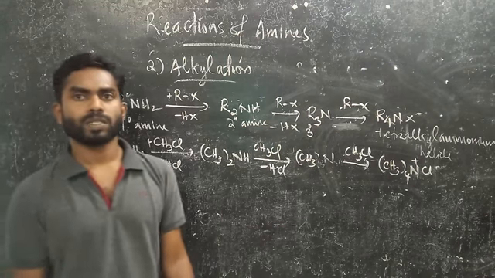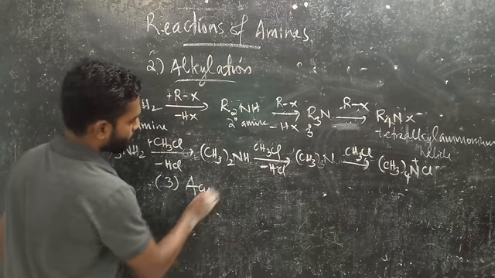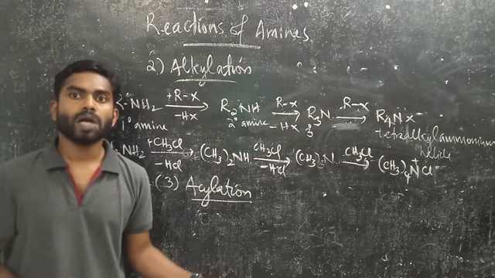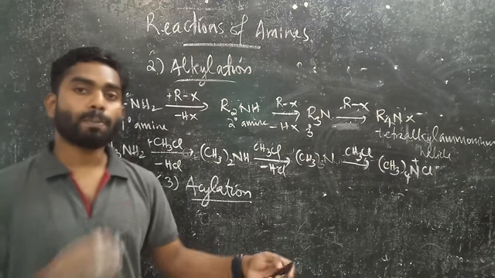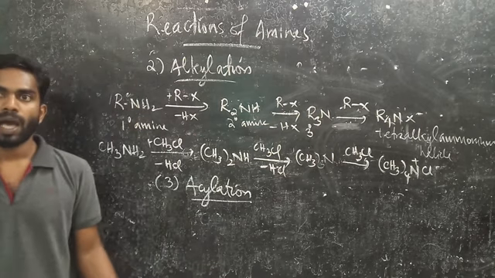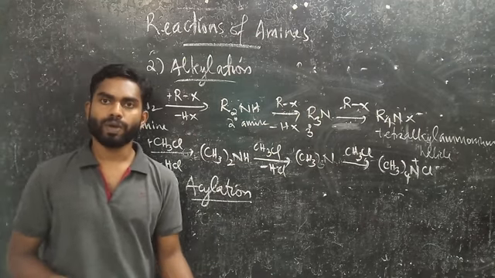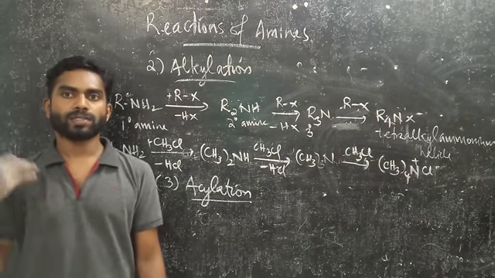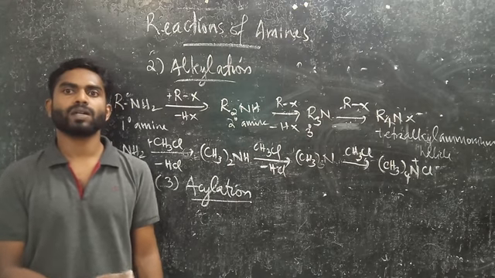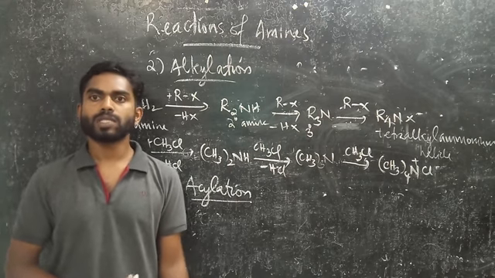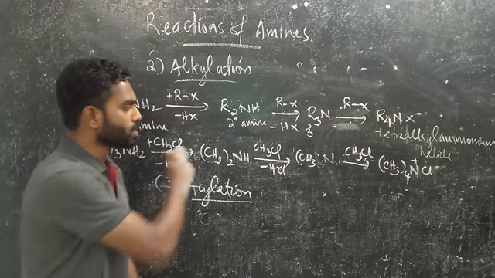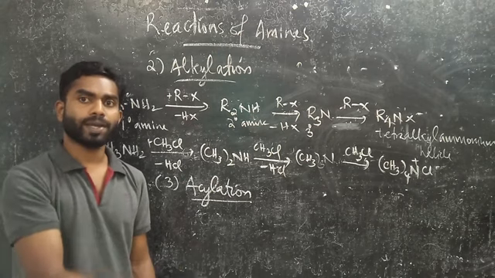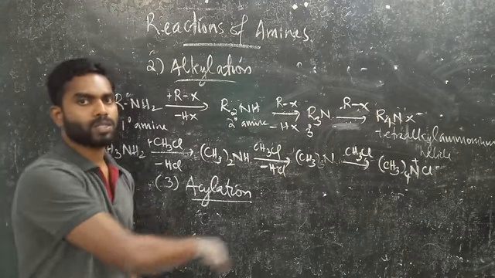Next, we are going to discuss acylation. What is acylation? It is the reaction with acid chlorides and acid anhydrides to form amides. Acylation refers to the replacement of a hydrogen atom of the amino group by the acyl (RCO) group. Primary and secondary amines undergo acylation when treated with an acid chloride or anhydride in the presence of a base to yield N-substituted amides.